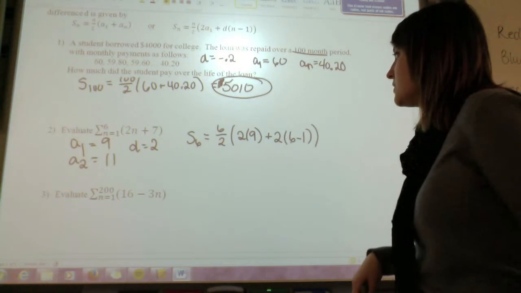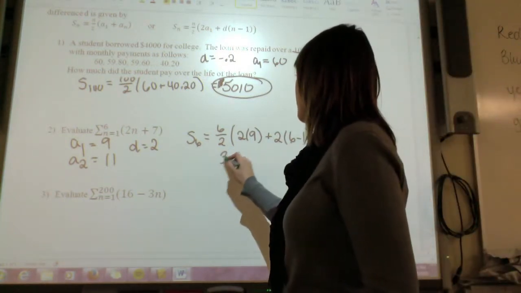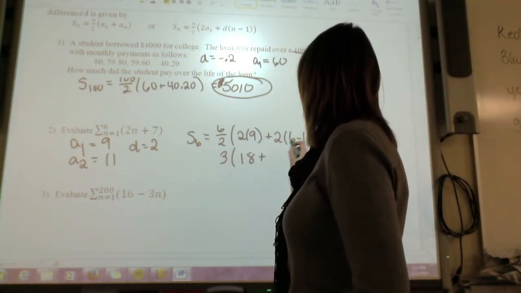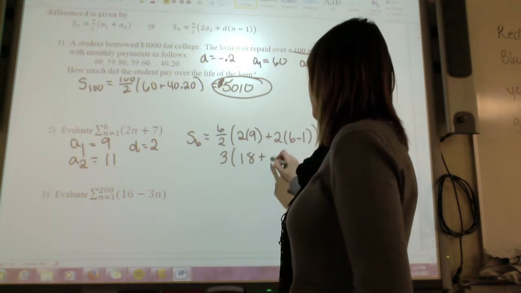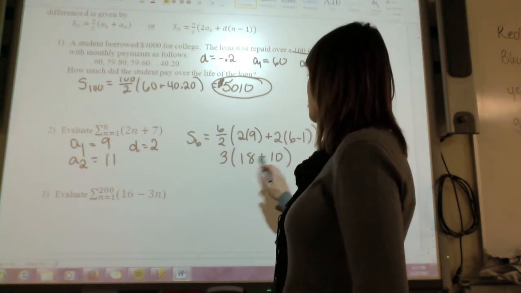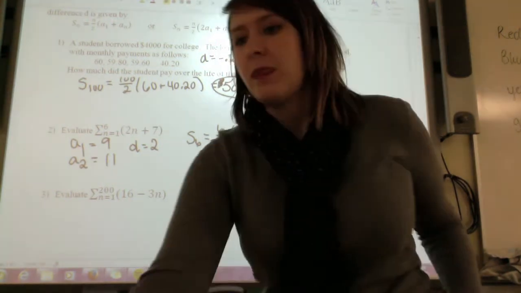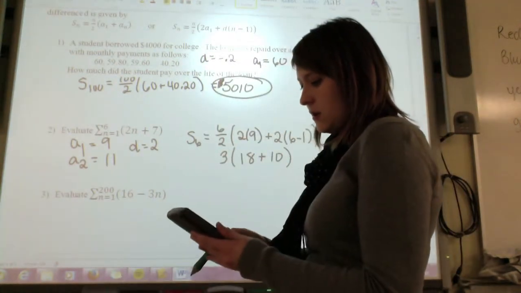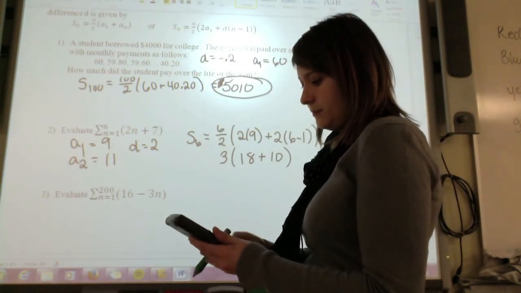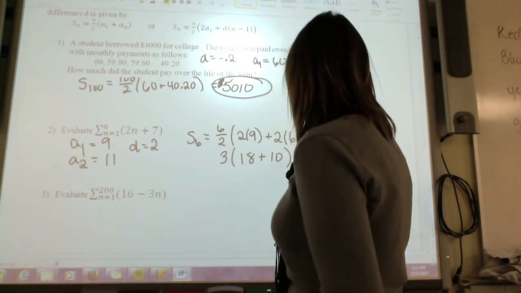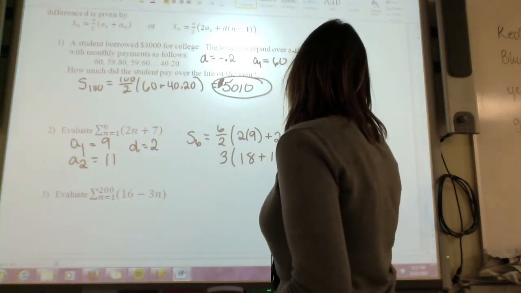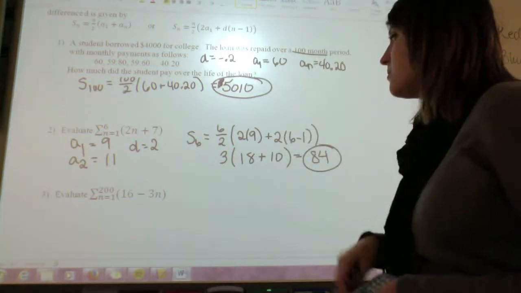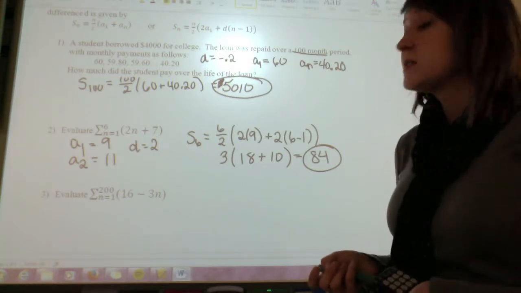Okay, so now I can solve that. This is going to be 3, this is 18, 6 minus 1 is 5, times 2 is 10. So I've got 28 times 3. If I plug that into my calculator, I get 84. So the sum of the first 6 terms of this sequence is 84.